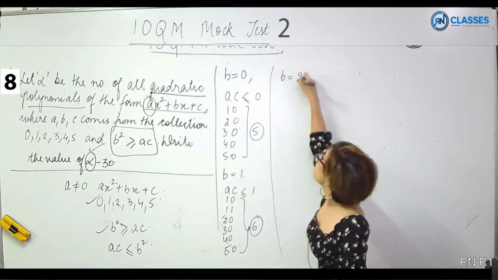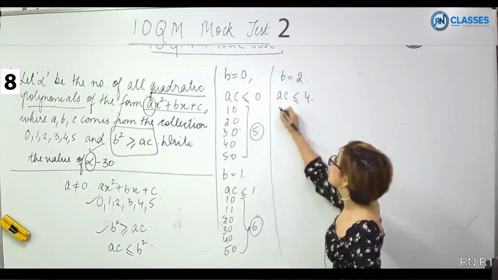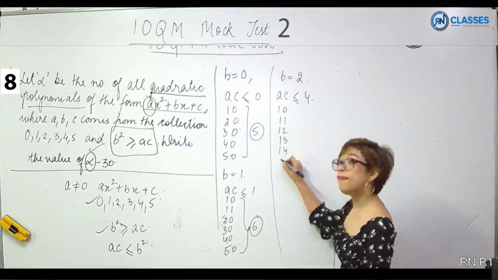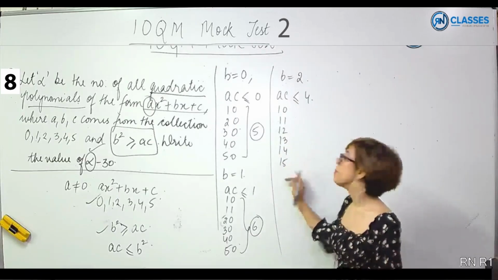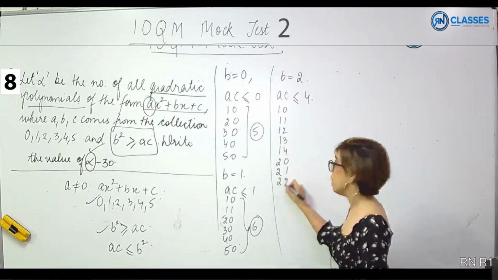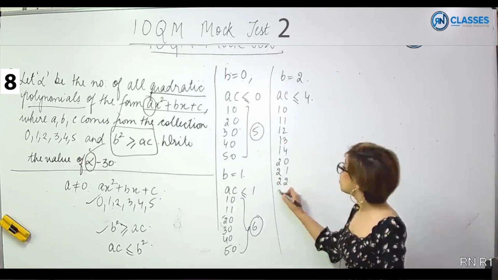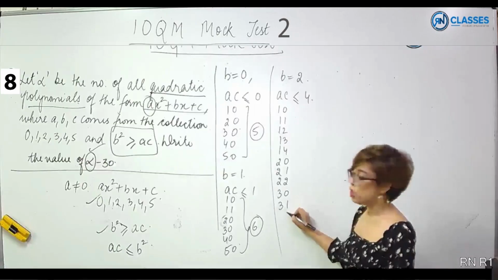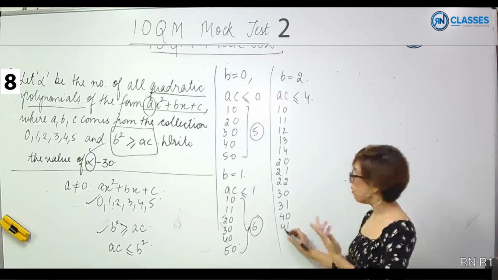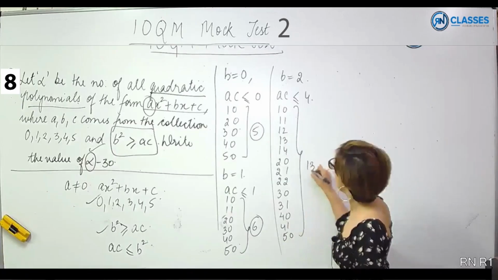So, B is equal to 2. That means AC is less than equal to 4. Right? So, let's start with A is equal to 1. So, 1 0, 1 1, 1 2, 1 3, 1 4, 1 5, absolutely not. Right? Then let's move on to 2. So, 2 0, 2 1, 2 2, yes. 2 3, no. 2 4, obviously no. Moving on. Then A is equal to 3, so 3 0, 3 1. 3 2, no. Then 4 0, 4 1, yes. Then obviously 4 2 will not come, then 5 0, and that is the end of it. Now these are 13 in number, right?